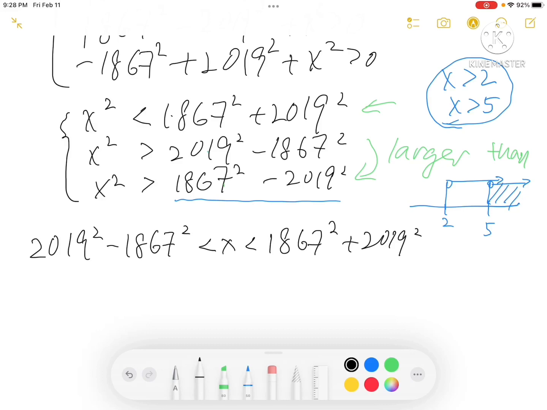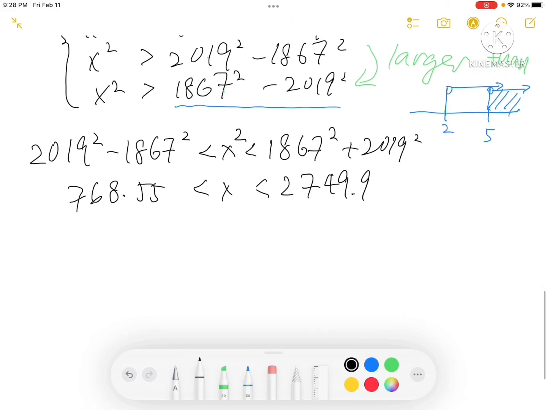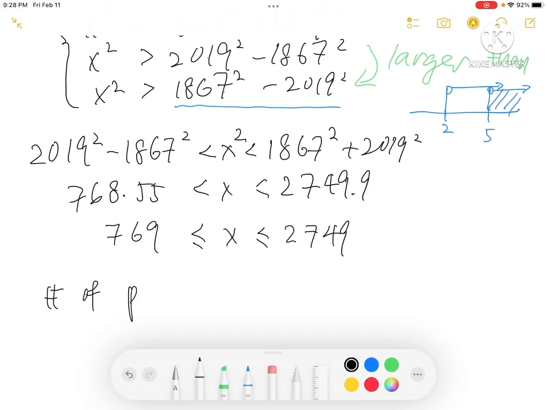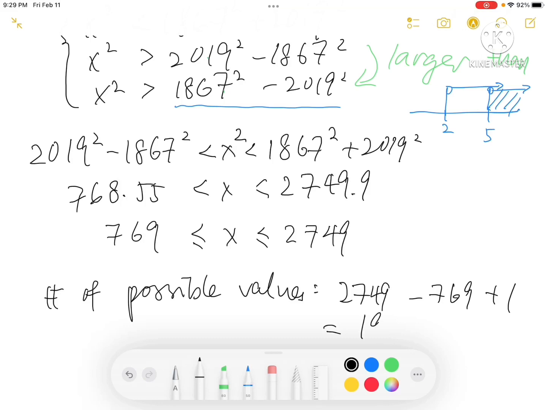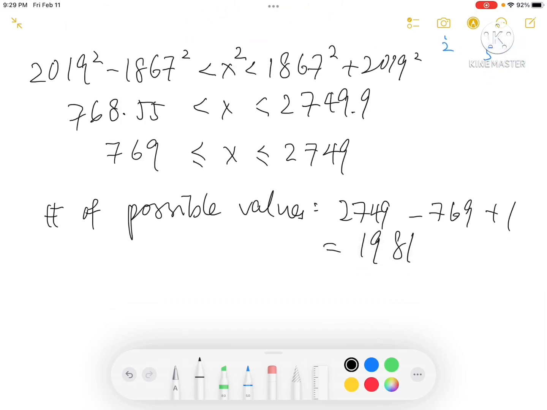So now let's go back to our equation. So we can just plug this into our calculator. This is around 786.55. Oh, I left the x squared. Sorry about that. So we have 769 is smaller than or equal to x, and x is smaller than or equal to this integer. So the total number of x possible values is just the upper bound minus the lower bound plus 1, which is equal to 1,981. So in conclusion, there are 1,981 such integers such as x. So this is our final question.